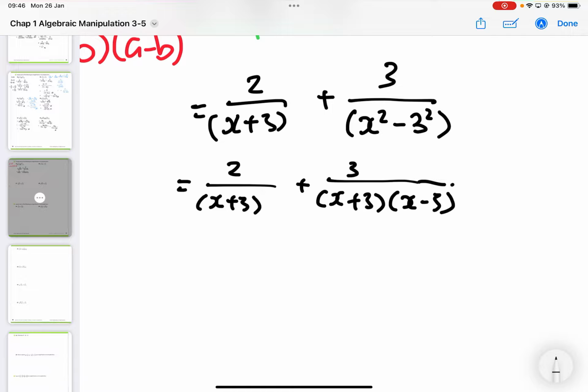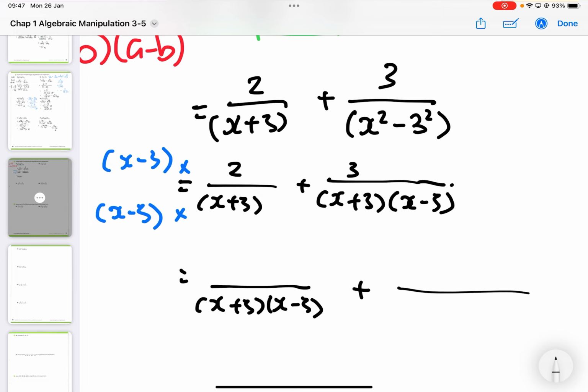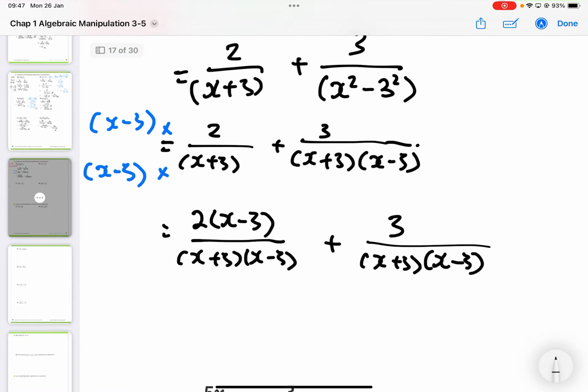Then once I have factorized this already, I compare the denominators. How can I make the denominator the same? The front one has x plus 3, the back one has x plus 3. So the front one is missing this bracket. Once I multiply this bracket, they become the same already. X plus 3, x minus 3. The other one also x plus 3, x minus 3. Then the front numerator times my x minus 3 also. Then plus this 3.